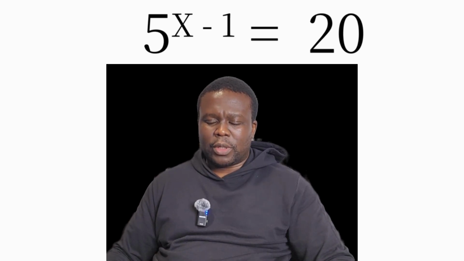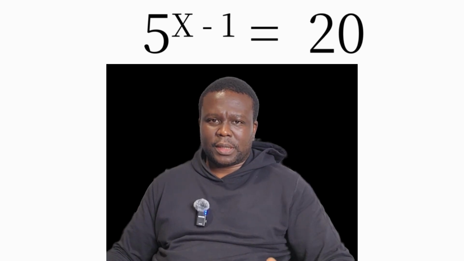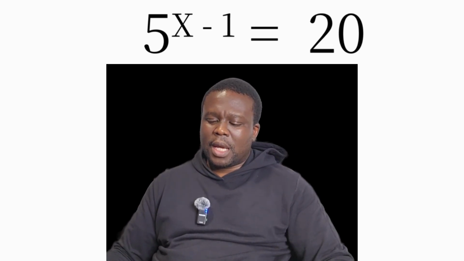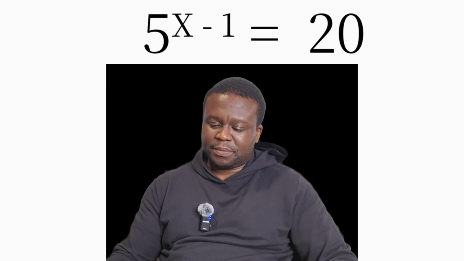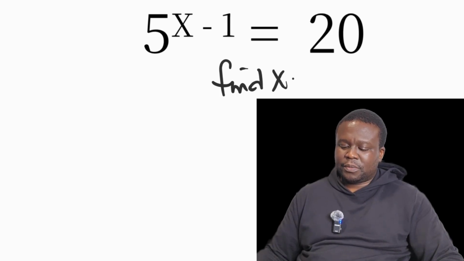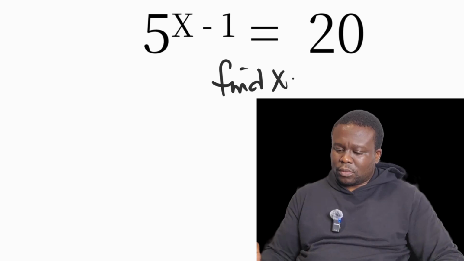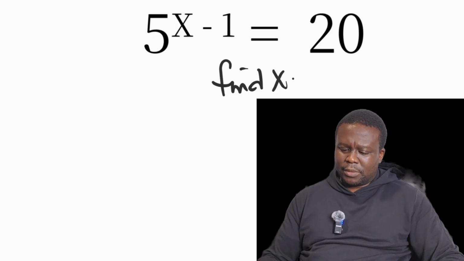We have a question on the board. We have that 5 raised to the power x minus 1 is equal to 20, and we're supposed to find the value of x. So here, we're supposed to find x. We're going to try to rewrite the left side of the equation, and then we can introduce log to both sides. So let's start solving this question.